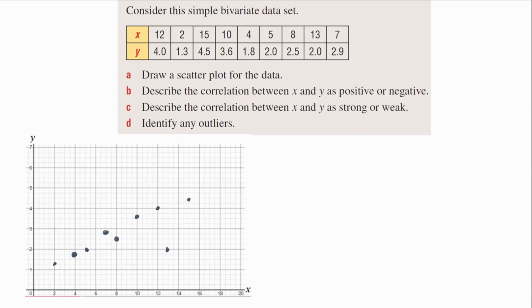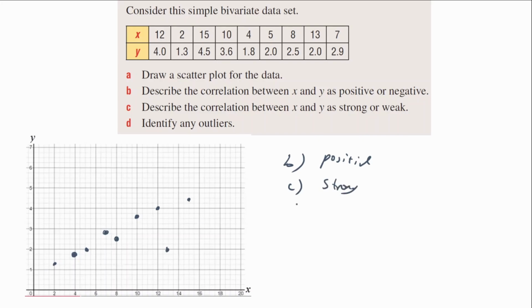Once you've plotted your points, that's what your scatterplot should look like. So give yourself a tick if you got that correct. Now going to question B, it says describe the correlation between x and y as positive or negative. It goes up from left to right, so this one will be positive. Question C, is it strong or weak? They are pretty much all bunched up together in a straight line, so I would say this one is strong.